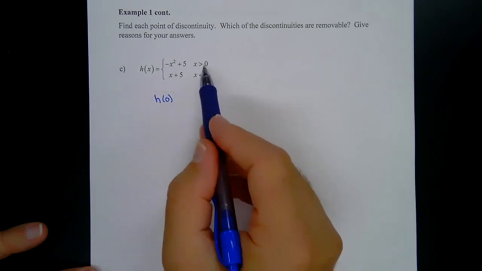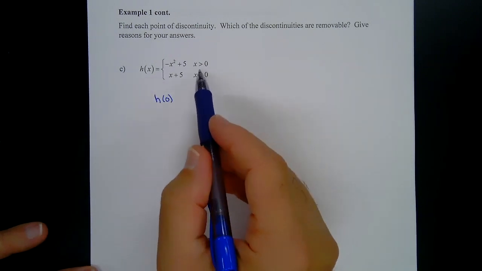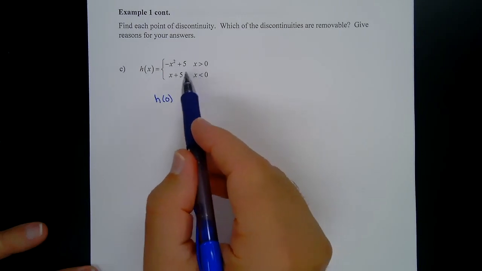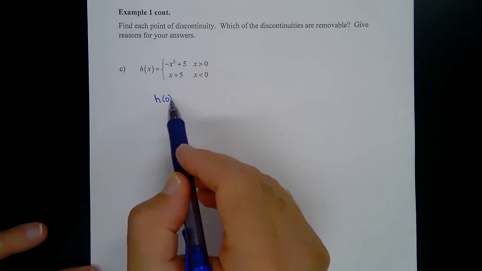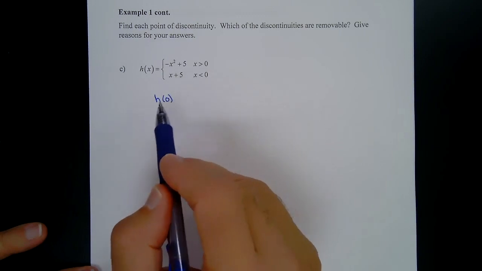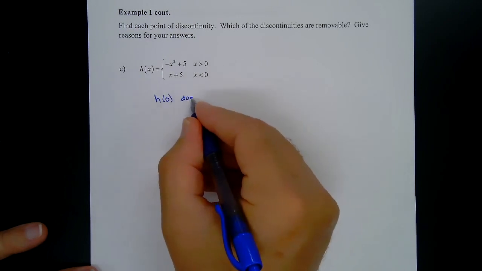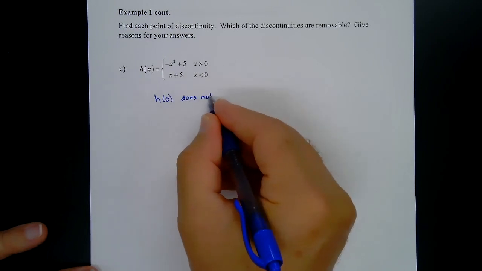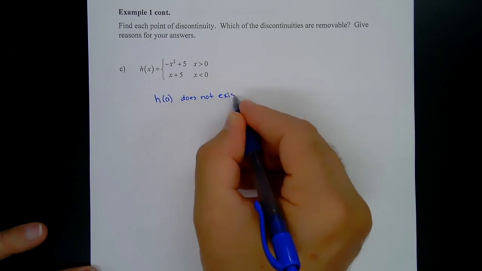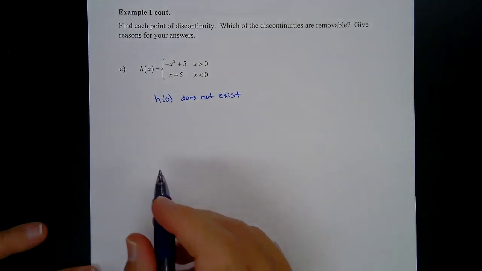So what do I use? Which piece do I use when x is 0? Well, this is telling me neither one. This is not defined when x is 0. It's defined when x is greater than 0, and it's defined when x is less than 0. So that means that h of 0 does not exist. We could also say it's undefined. That's another way you could say it.